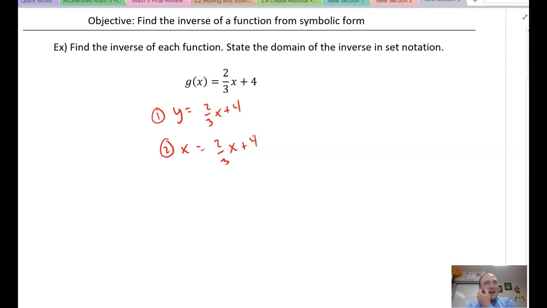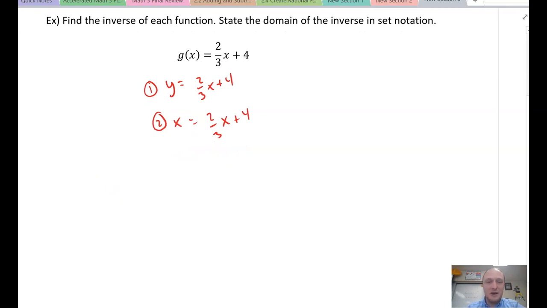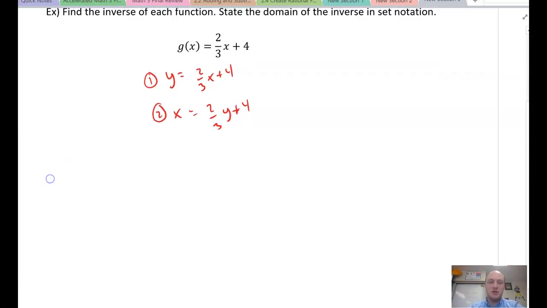Some people will ask, Schoberg, can I just skip straight to step 2? Sure, if you can do that, writing the y and then switching the x and the y, feel free to do that. But clearly I can't here. This x is not supposed to be x. That's supposed to be y. So x equals 2/3 y plus 4.